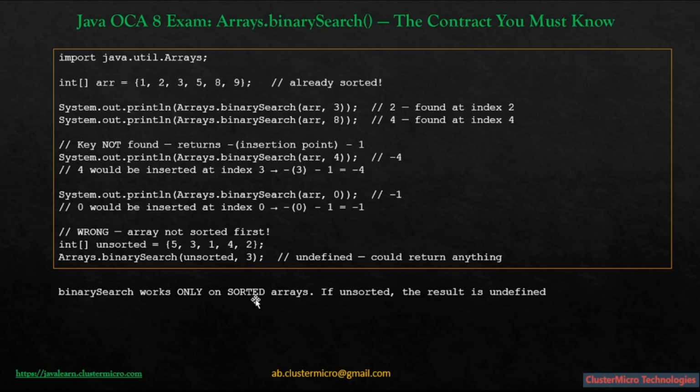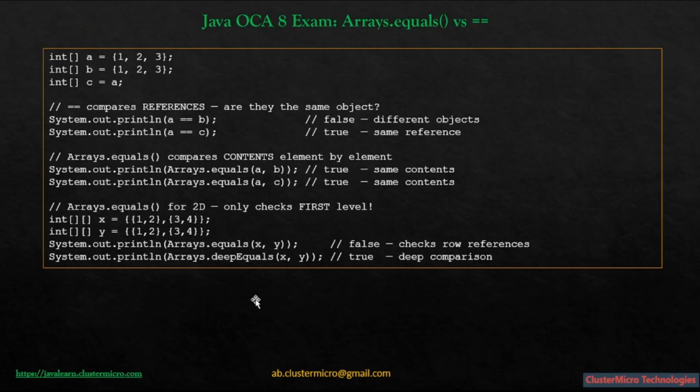In exam questions, you are often given a sorted array and a search value and asked to determine the result returned by the binary search using this rule. Array.equals versus equals. Array equality follows a pattern similar to string comparison. The == operator compares references, not the actual contents. This means that if you create two separate array objects with identical values, they are still different objects in memory.